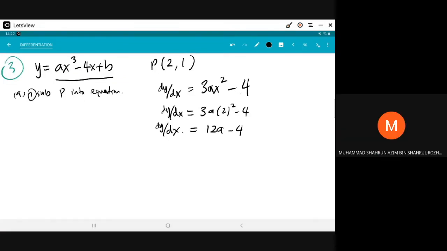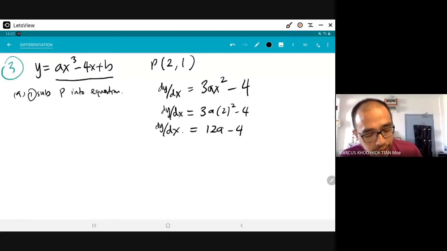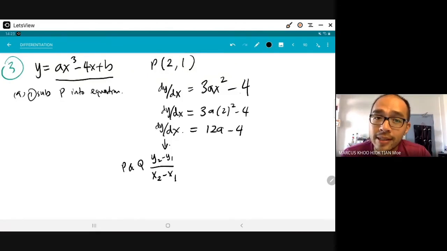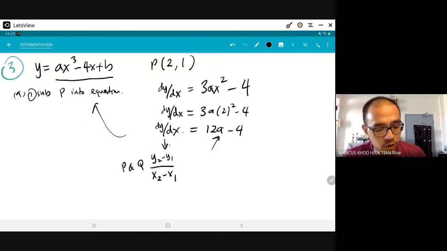Minus. Okay, very good. So actually, you can get the gradient by calculating y2 minus y1 over x2 minus x1. Because what are the 2 points that are on the straight line? Point P and Q. So you use point P and point Q to get the gradient. Once you have the gradient, then you can find A. Once you have A, then you can find B.